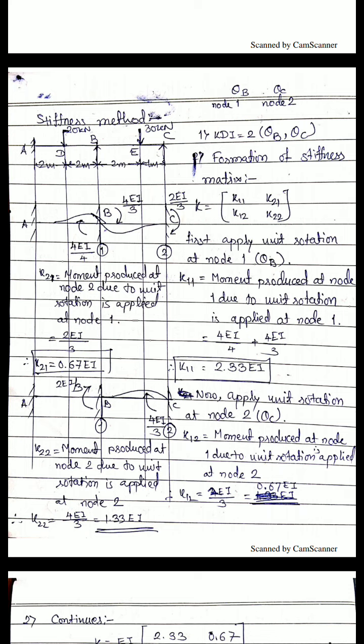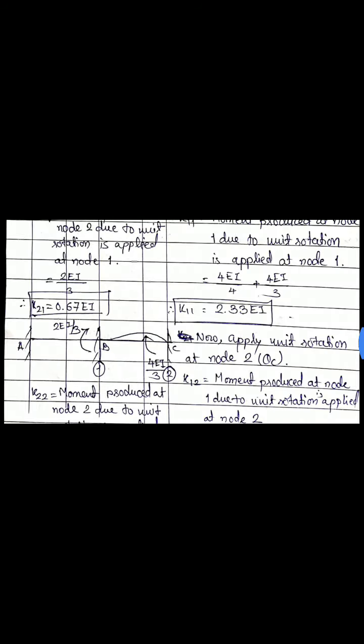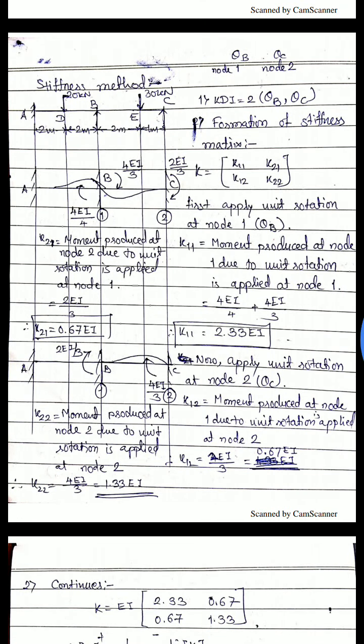Okay, next we can say K21. Here you can see K21. Once again, it is the moment produced at node 2, because the first number, that is the first value, represents where the moment is produced. So K21 is nothing but the moment produced at node 2 due to application of unit rotation at node 1. If I apply unit rotation at node 1 only, then the moment produced at node 2 will be K21.